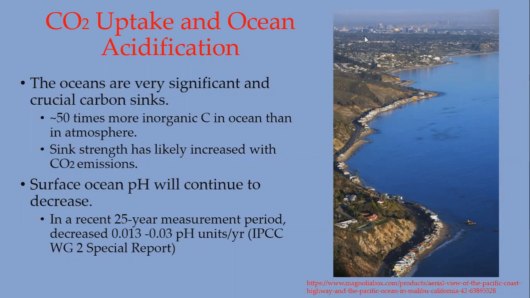And according to the IPCC AR5 Working Group 2's special report, The Ocean and Cryosphere in a Changing Climate, in a recent 25-year continuous study period, the pH of the ocean's surface waters decreased by about 0.013 to 0.03 pH units each year. And this leads to pretty disastrous effects in marine ecosystems as the carbonate becomes undersaturated and bicarbonate is favored.